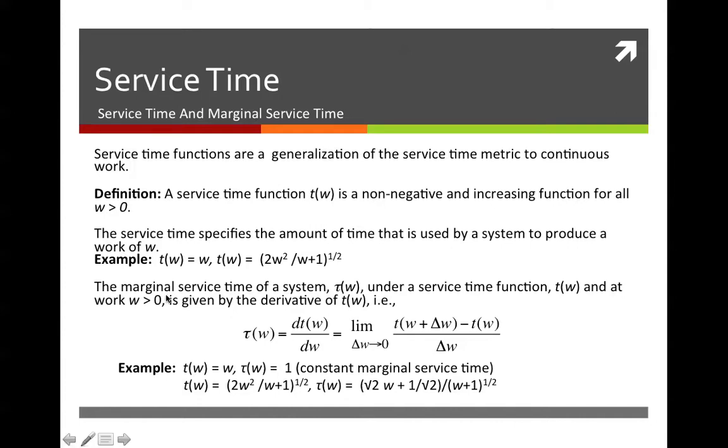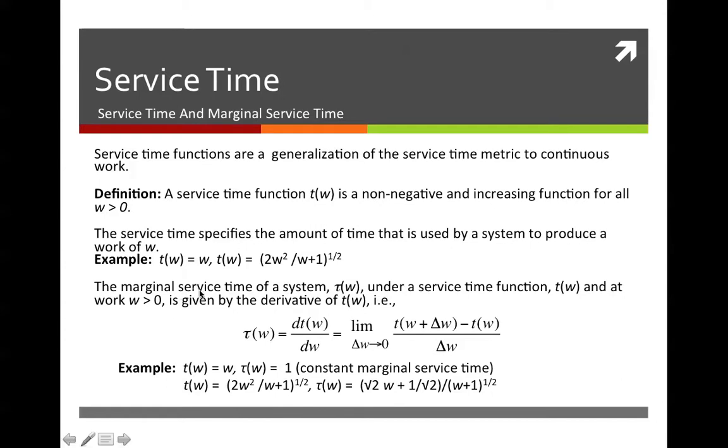Now, we could say that the service time specifies the amount of time that is used by a system to produce a work of W. And so we can write, for example, time of W is equal to W. And we could also say time of W is equal to the square root of 2W squared divided by W plus 1. These are proper time functions. They are non-negative, and they actually increase.